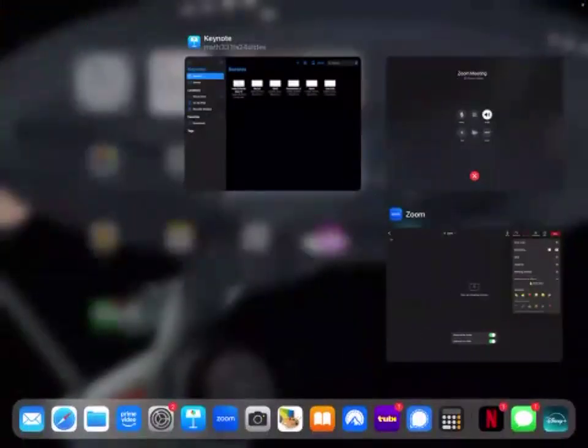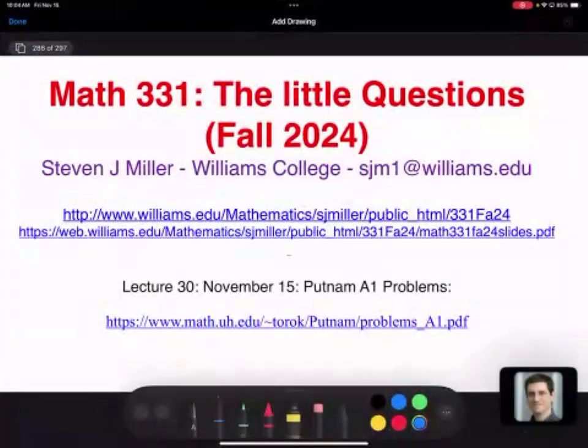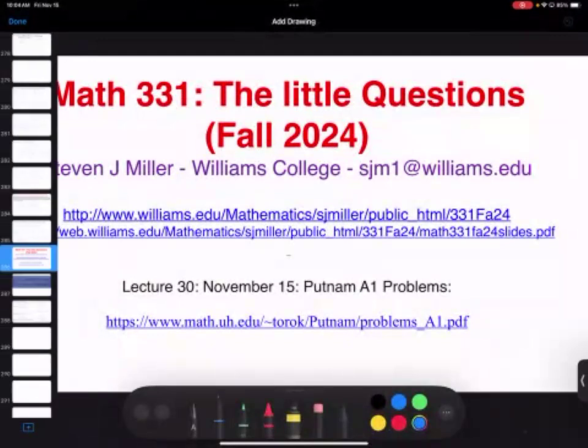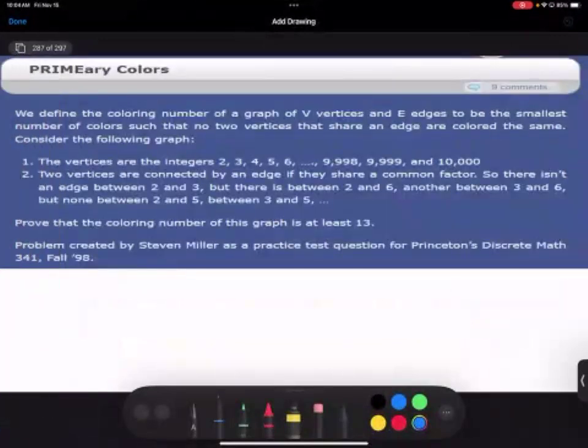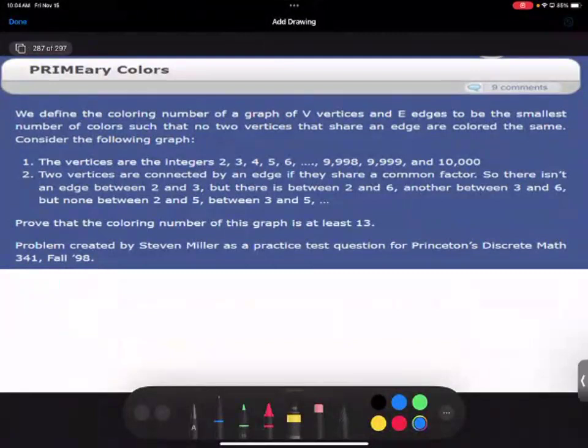This is going to be lecture 30, and we're going to continue doing some Putnam A1 problems ready for the upcoming Putnam exam. One of them, this is not a Putnam problem, but it's a problem that I created a while ago that I really liked, back when I was an unofficial TA for discrete mathematics at Princeton.